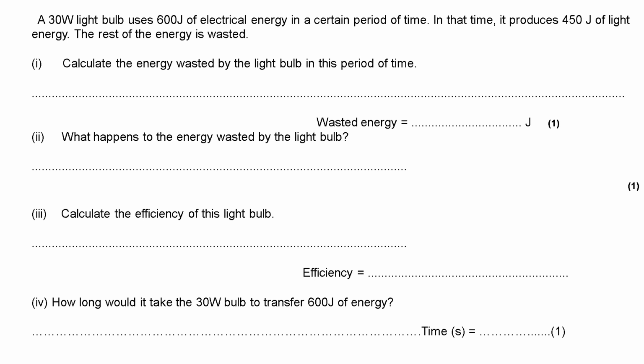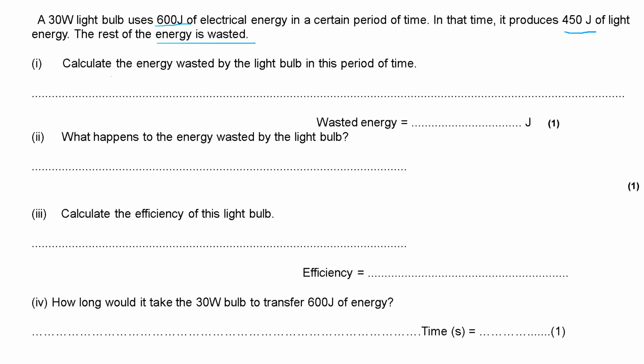Now, with this next question, we have a 30-watt bulb that uses 600 joules of electrical energy in a period of time. It produces 450 joules of light energy, and the rest of the energy is wasted. So we've started off with 600 joules. Calculate the energy wasted by the light bulb in this period of time.